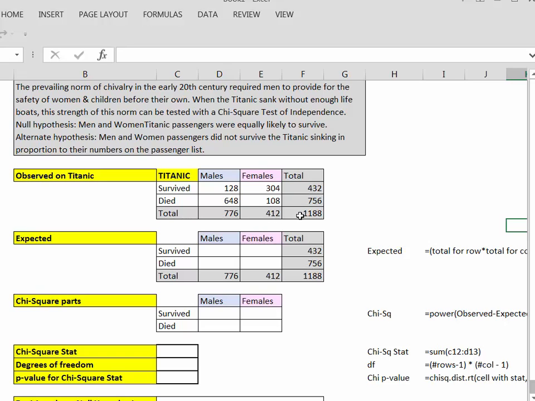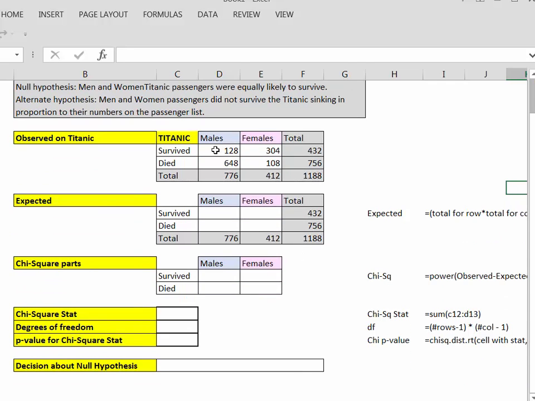So whatever proportion, 400 out of 1,100, almost 1,200, that's a little more than a third. About a third of the passengers were women. Nope, I am right. About a third of the passengers were women, so then about a third of the survivors would be women, if the null hypothesis were true. So let's compute our expected values and then carry out the rest of our test.